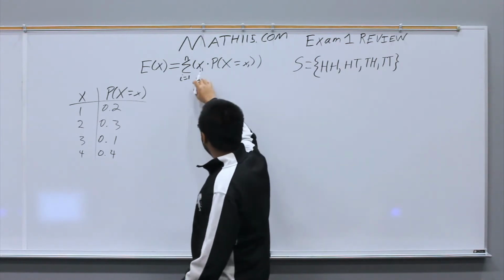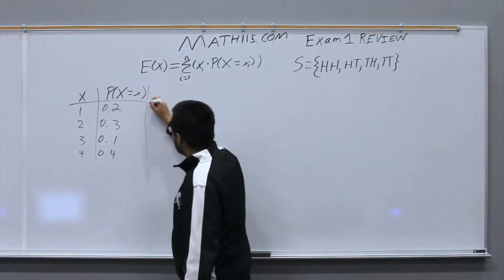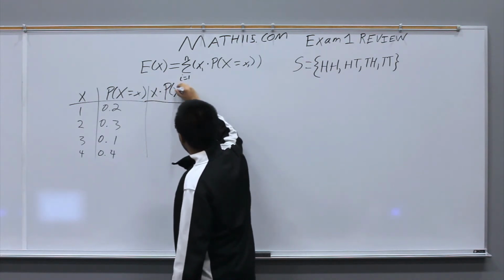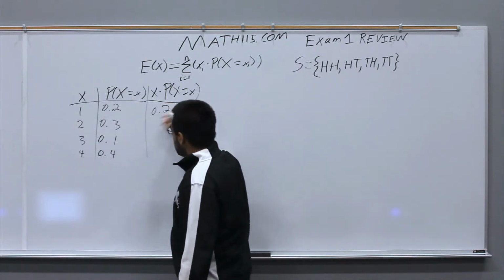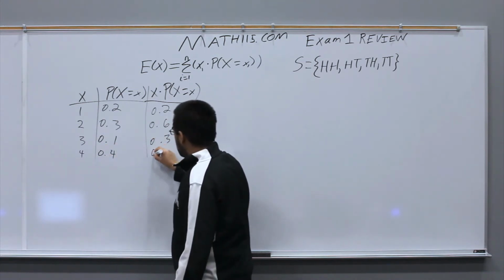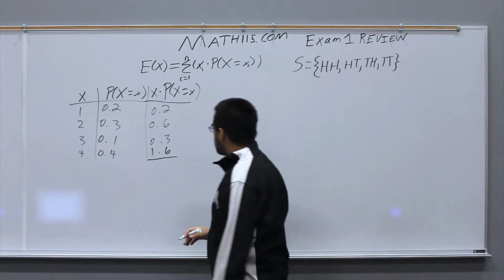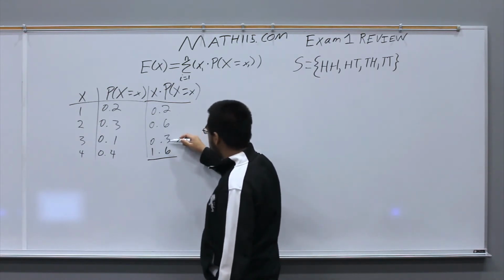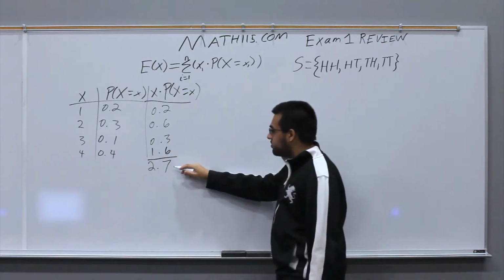Using this formula, we need to take the first possible outcome and multiply it by its corresponding probability. So we'll make another column over here, x times the probability P(X = x). You just take this number times this number, which is 0.2. This times this, 0.6, this times this, 0.3, and finally this times this, 1.6. At the end, you add these up together. So 0.2 plus 0.6 is 0.8, plus 0.3 is 1.1, plus 1.6 is 2.7. And so this right here would be the expected value.